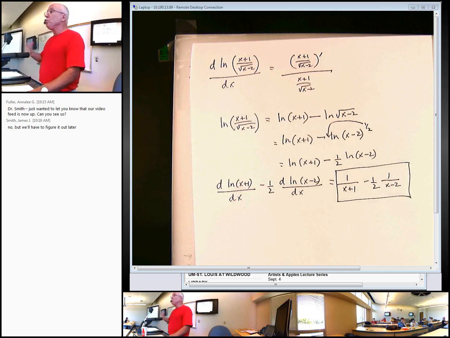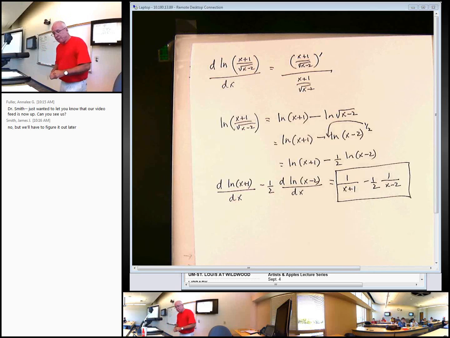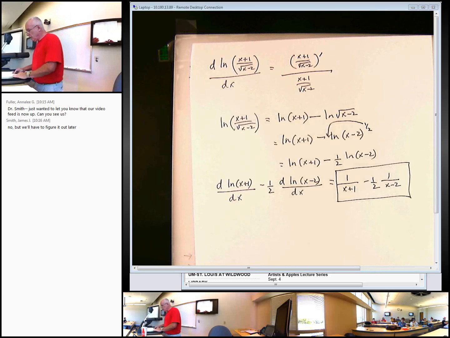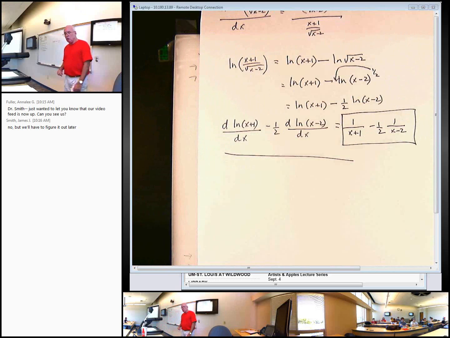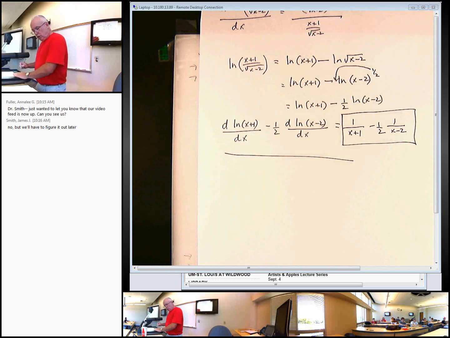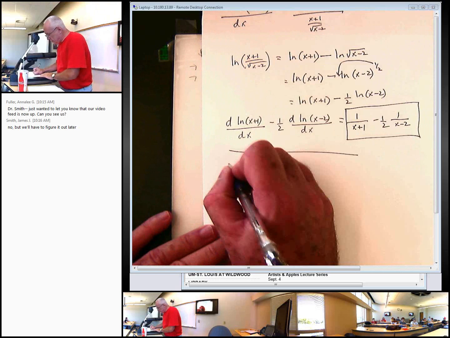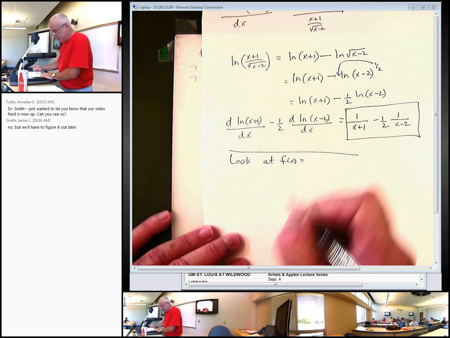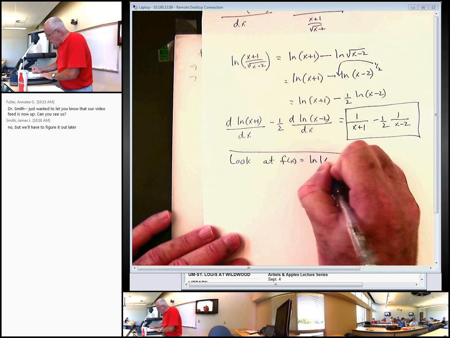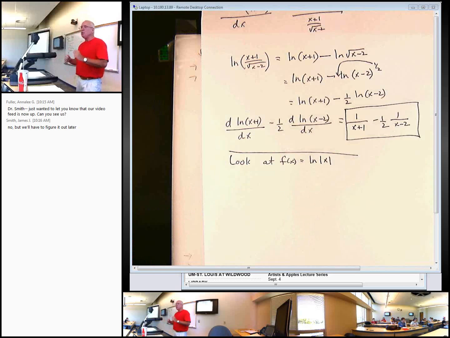Okay, so there was a reason we went through all those log properties. All right. So we went through some examples here of derivatives of the natural log function. What I want to look at next is this one. Let's look at this function f of x equal to the natural log of the absolute value of x.